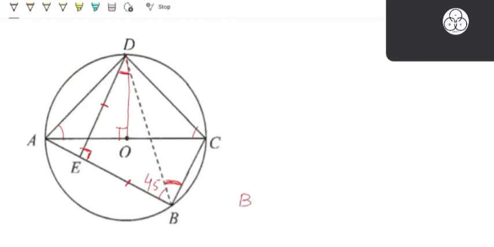Just write down the steps. I am not writing it. BE equals DE. I am just marking the angle. You can write out the crucial steps.